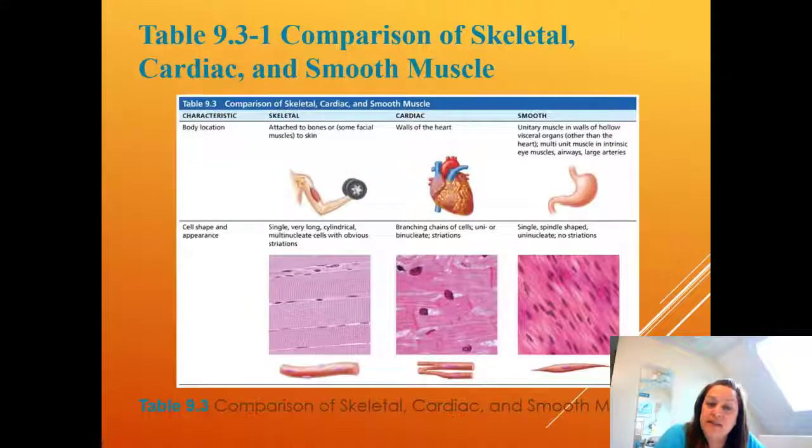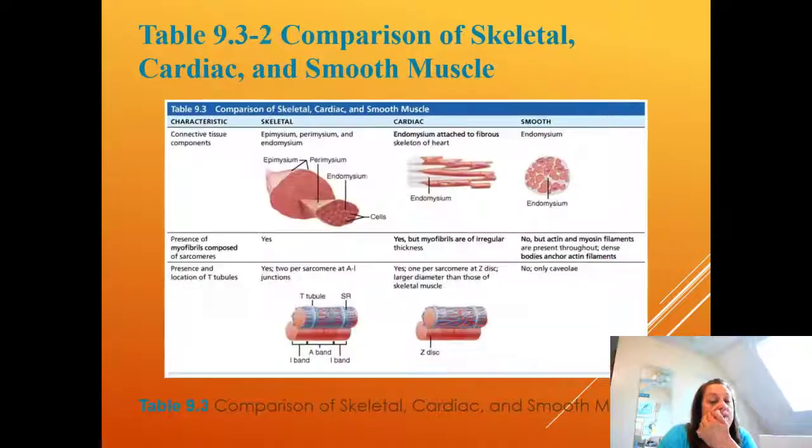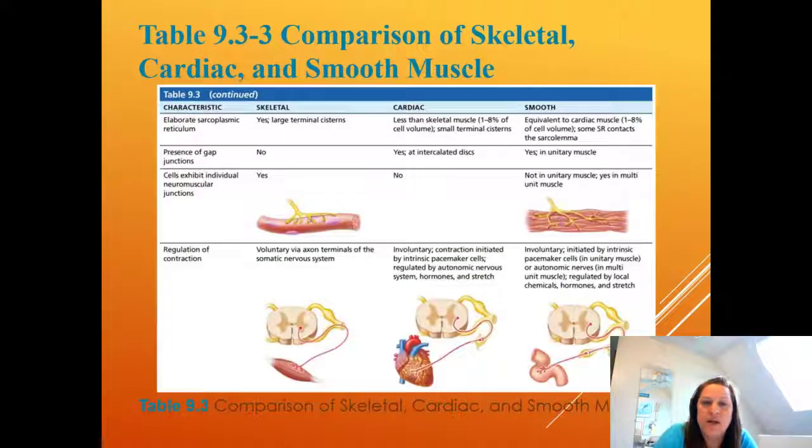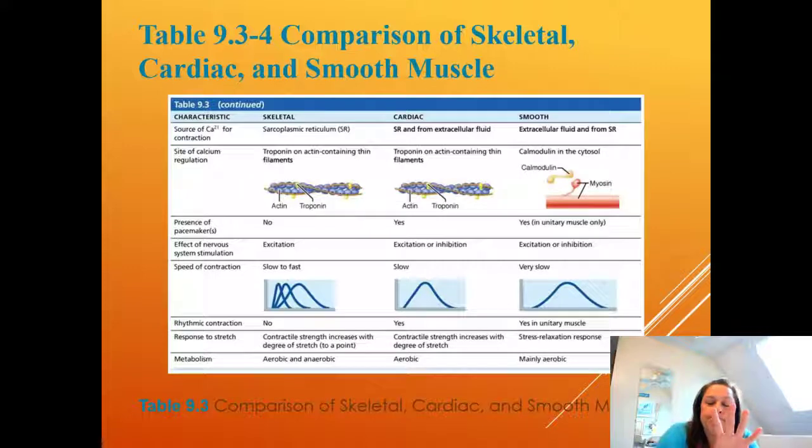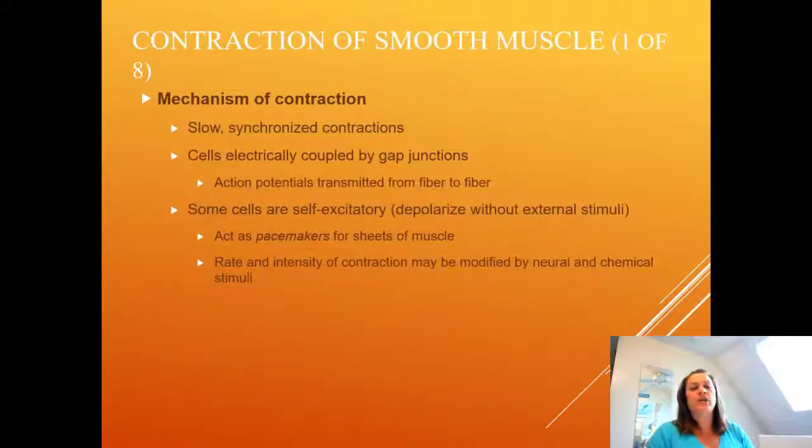So take a look at this because this is really important. This will give you all kinds of great information on the comparison between the three different types of muscle tissue. When we talk about smooth muscle tissue, what's the mechanism of contraction? Because when we talk about skeletal muscle, we know we have to think about it. Here we have smooth muscle is autonomic, right?